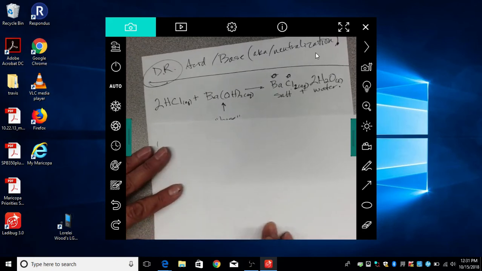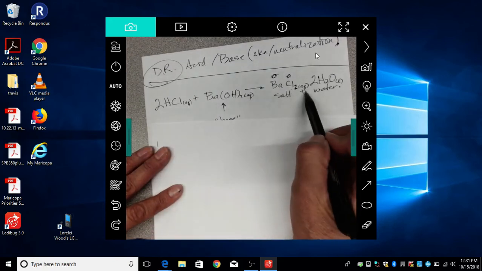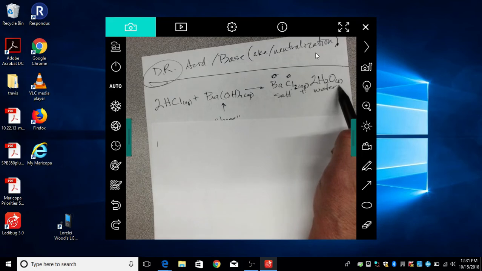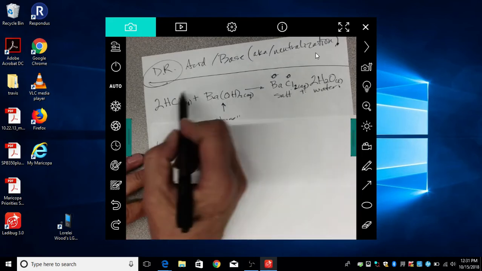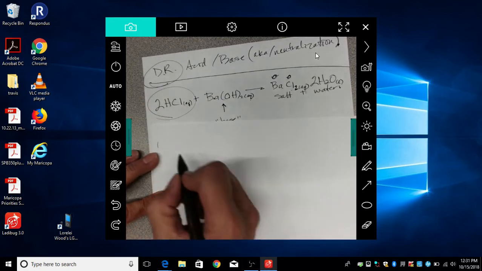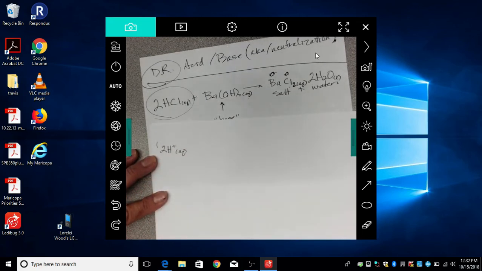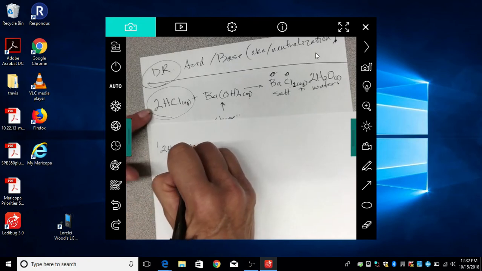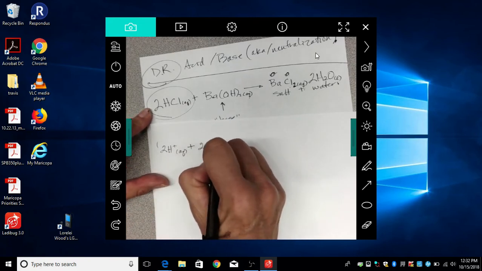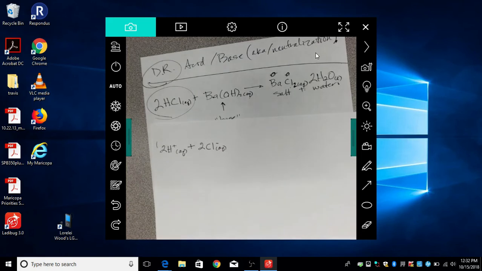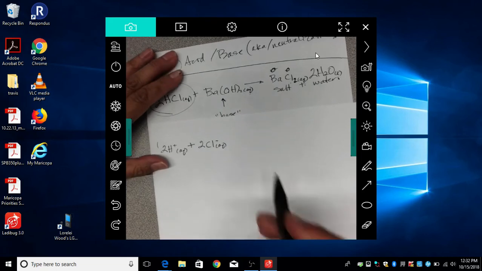All right, so we look at the things that are aqueous solutions. Those are going to be the ions. If it's liquid or solid, it's going to stay as the whole molecule itself. So now I have to break up the HCl. So I have 2 hydrogen ions in aqueous solution plus 2 chloride ions also in aqueous solution. You see why I have a 2 coefficient for both the hydrogen ions and the chloride ions? Everybody see why I have the 2 coefficient there? Yes? Okay. Now we're going to look at barium hydroxide.